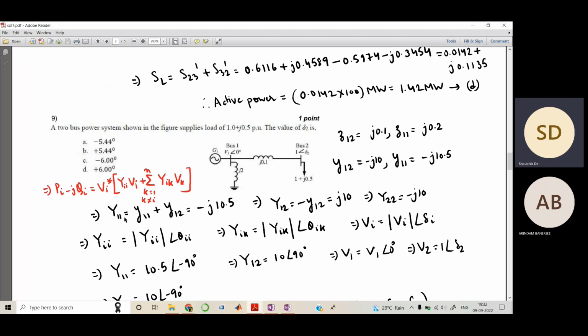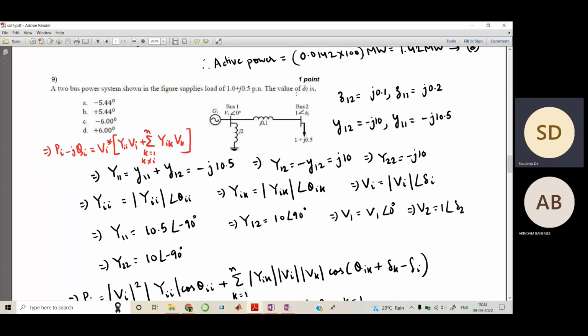So your capital Y11 would be small y11 plus y12. Small y11 would be 0.5, right, 1 by j2. I mistakenly wrote this as minus j10.5. Really very sorry for it. I'll correct this. So this would be minus j0.5. Therefore your capital Y11 would be j10 minus j10 plus minus j0.5, so it comes out to be minus j10.5. And your Y12 would be minus of small y12, which is j10, and Y22 would be this thing minus y12, which is minus j10.